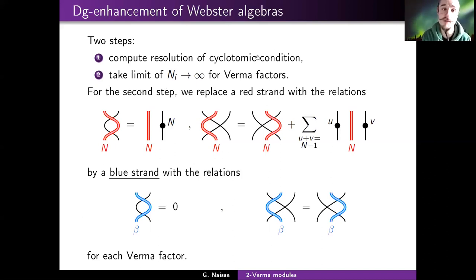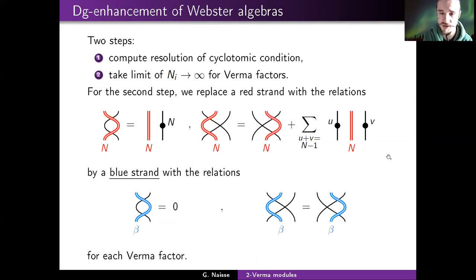So for this, we can observe that in the Webster algebra, there are only these two relations that depend on the label N. So these are the two relations we need to replace to get the Verma. And if you take N to infinity, somehow it means that here you need to put infinitely many dots, and this does not make sense. So what we do is we simply say, okay, this is sent to zero. And so we put this kind of degenerate relation.